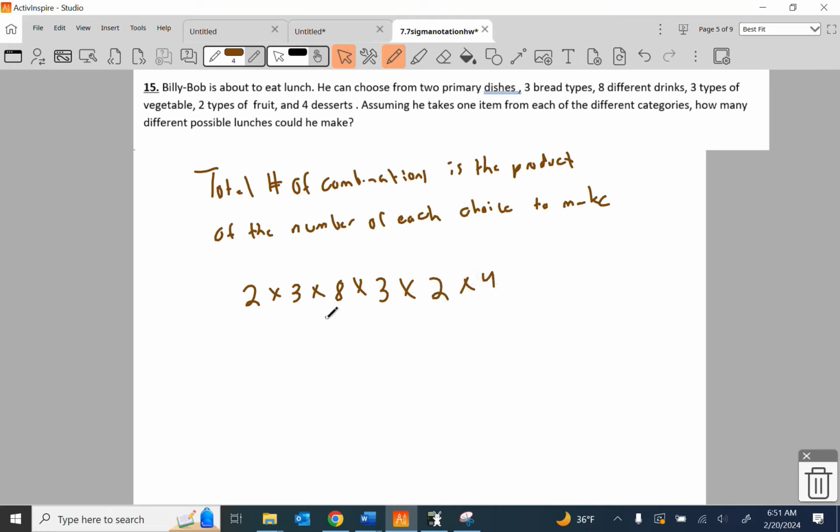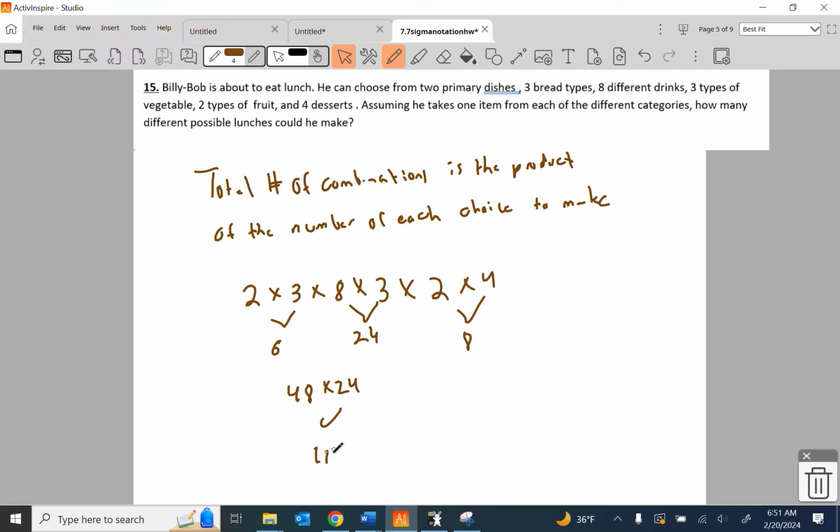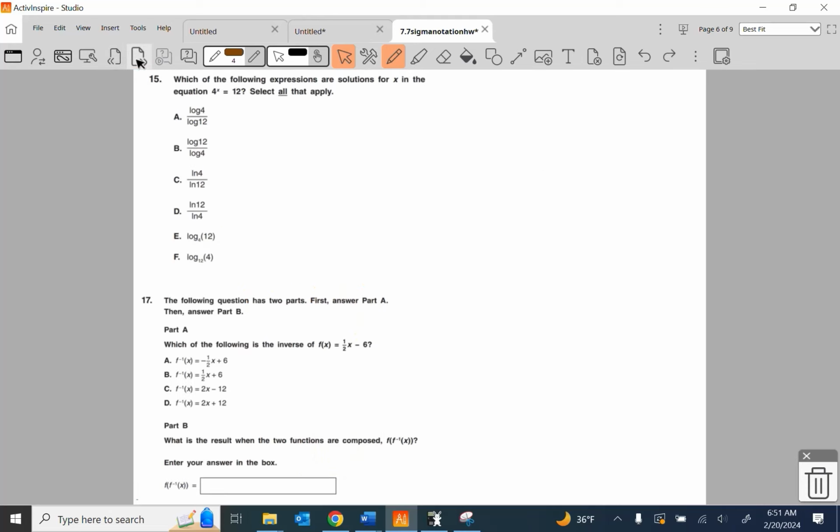And I'll get some pretty big numbers here. Let's see, this is going to make 6, 8, 24. It's 48 times 24. No, I'm just too tired to do that. 1152. That's how many different lunches he could make. It's a lot of choices.